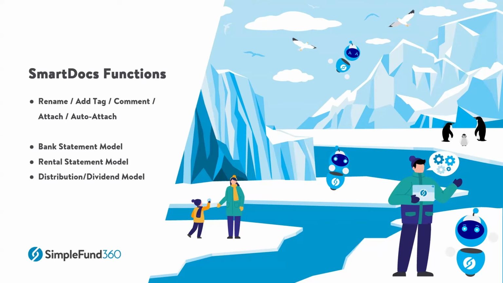So while Simple Fund 360 does include typical functions such as renaming, tagging, and commenting on documents, there are also various models, what we call models, available used to extract data needed from documents. To explain these models further, essentially they are templates that the SmartDocs AI uses to determine what data to extract from documents. Currently, 3 of the most popular ones are bank statements, rental statements, and distribution or dividend models, which also includes annual tax statements there. So we'll take the most commonly used documents, create frameworks from them, and then allow you to extract data, allowing you to essentially automate the process even further within Simple Fund 360.